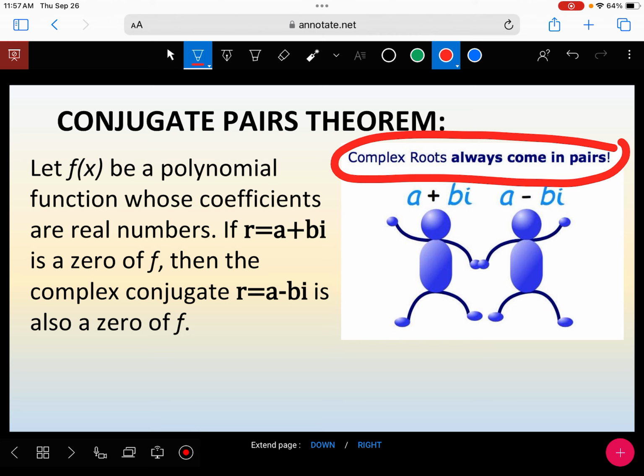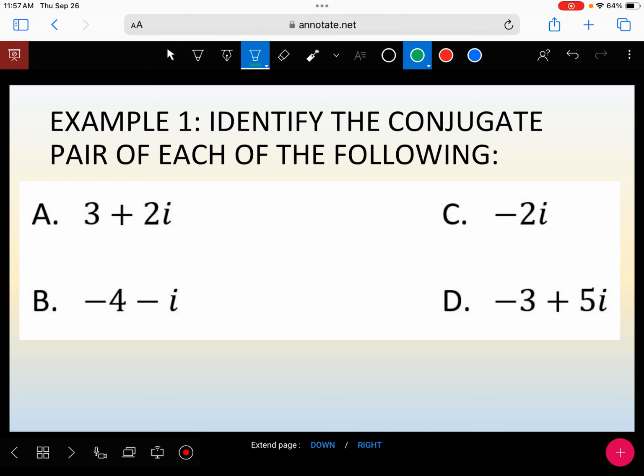And to find the other imaginary solution, the only thing you're changing is the sign in the middle. When you flip that middle sign, that gives you the conjugate. So part of the questions in the homework is just identifying the second solution. So go ahead and copy these down.